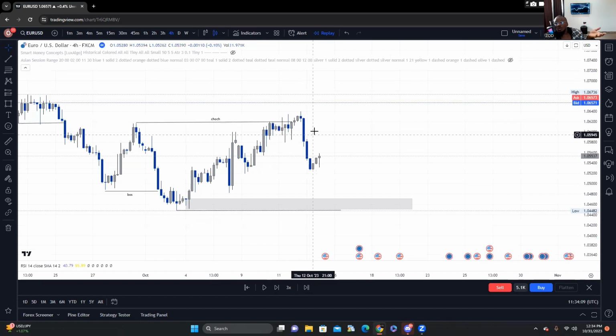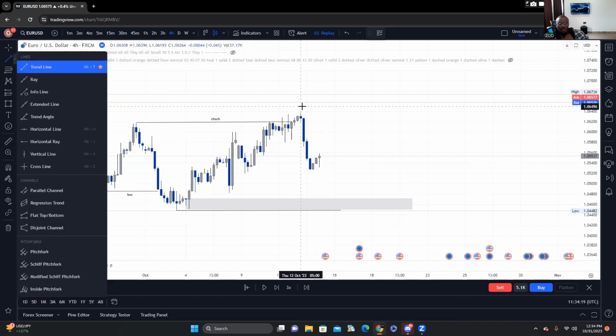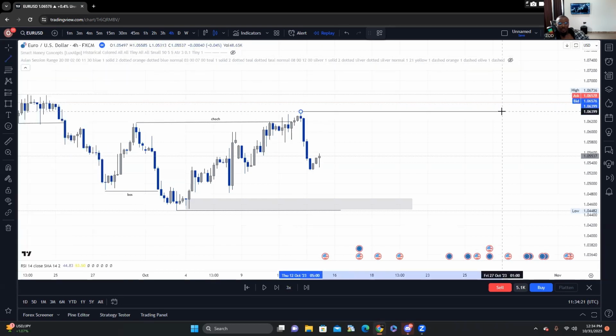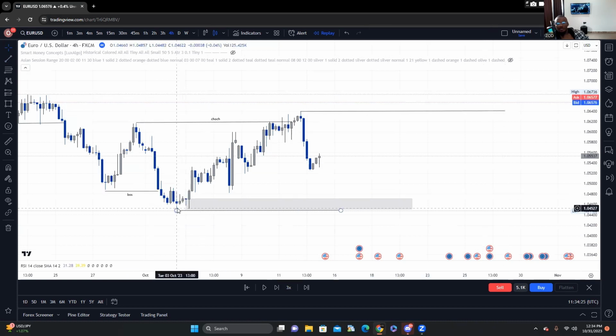So which could also be one confluence to show that the market is actually bullish overall. However, the fact that we'll be trading from a new range, this is our new range point here, from this high to still this low. So this is our new range. So if the market comes and takes out this high, it would have broken structure to the upside.